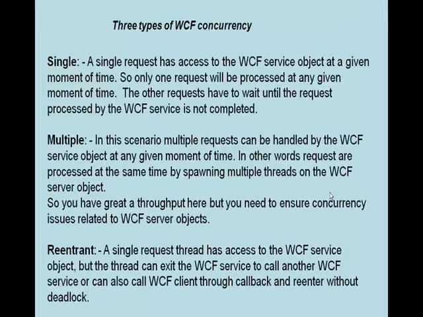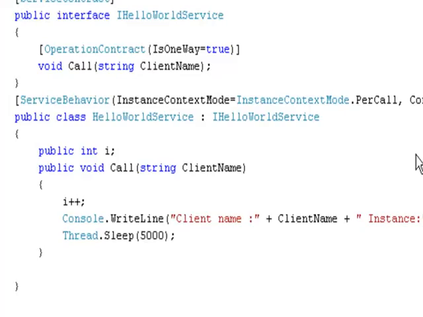We have one more type of WCF concurrency which is called reentrant. We'll talk about reentrant later on because it's a bit complicated. I'll explain it with a figure. Now what we'll do is create a simple sample project and see how single concurrency is configured and how multiple concurrency is configured, and we'll see what the effect is of configuring a WCF service with single concurrency and multiple concurrency.